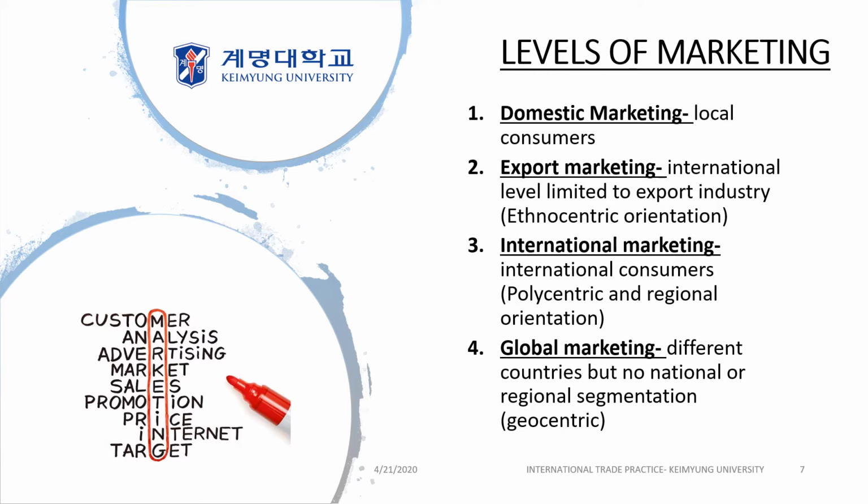And for international marketing, you create a product intended only for a particular region. So the concentration of your product is only for a regional orientation. Example, you design shoes that are only intended for the Southeast Asian market. Or you create parts of an aircraft intended only for the European market. So that is international marketing. For global marketing, it means that you satisfy the customer regardless of region. No national or regional segmentation.